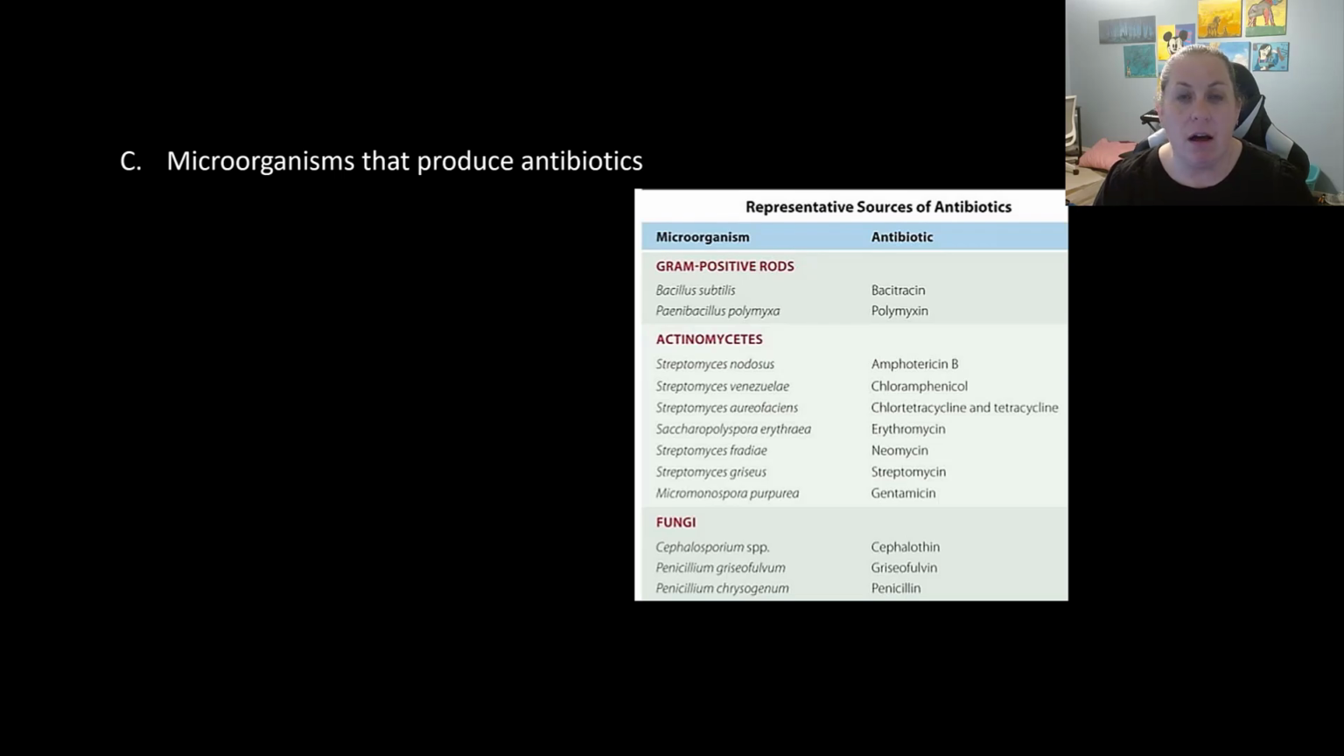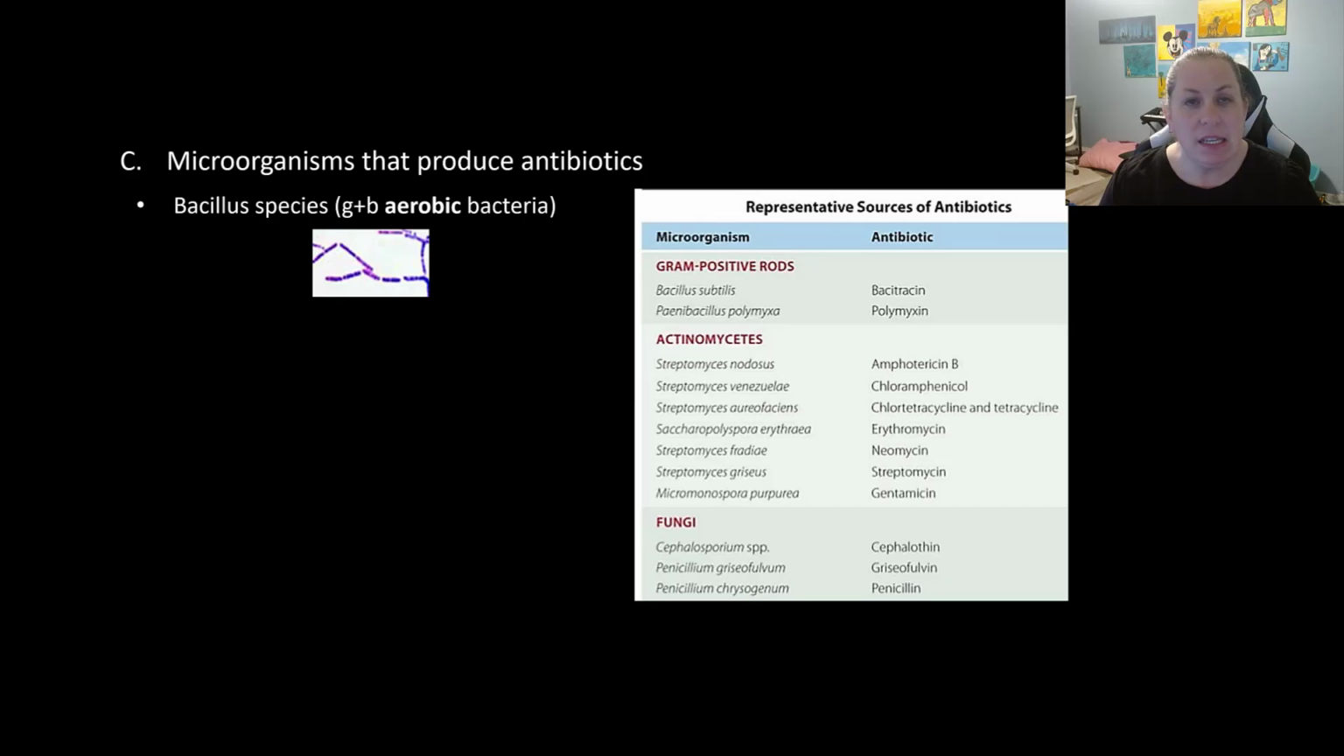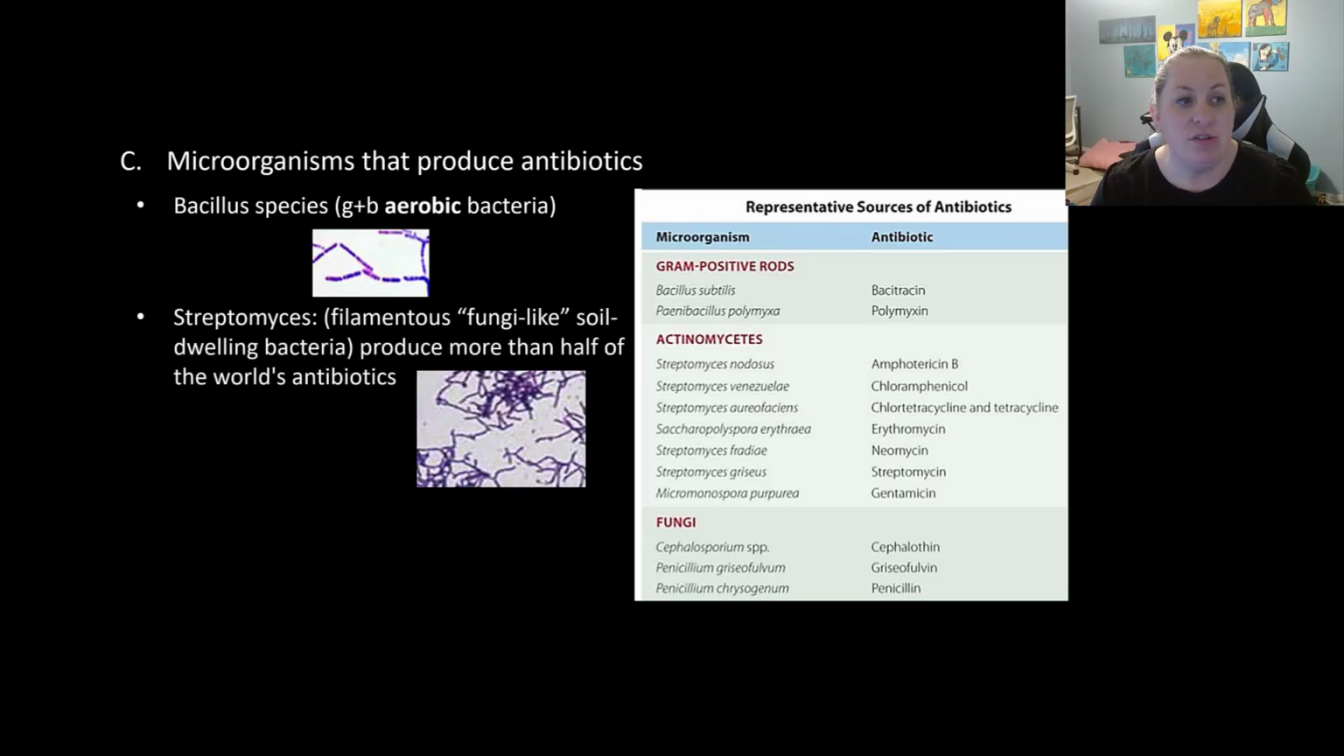This isn't necessarily all of them, but these are some that produce pretty important ones that we use on a more regular basis. We have the Bacillus species. They are gram-positive bacilli, and a lot of times they're aerobic bacteria. They can produce an antibiotic that we call bacitracin. Bacitracin is what we a lot of times use in what we call Neosporin for infections and cuts. We also have the Streptomyces. These are filamentous, kind of fungus-like, soil-dwelling bacteria.